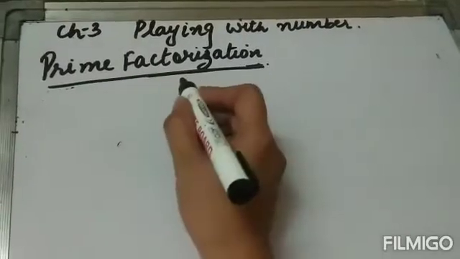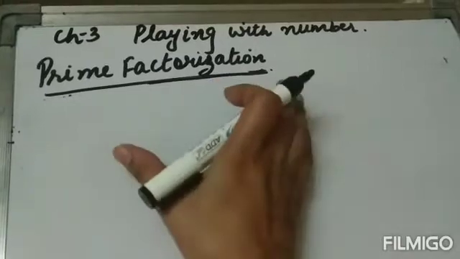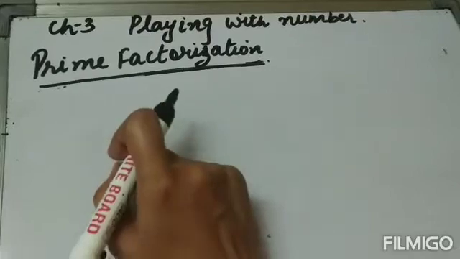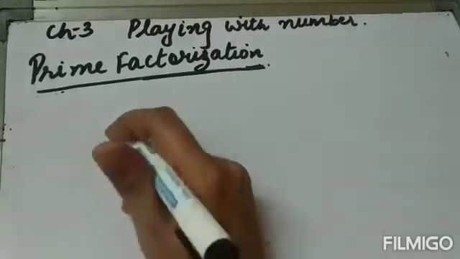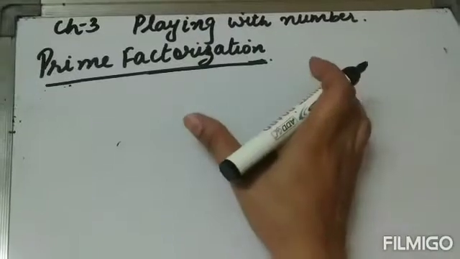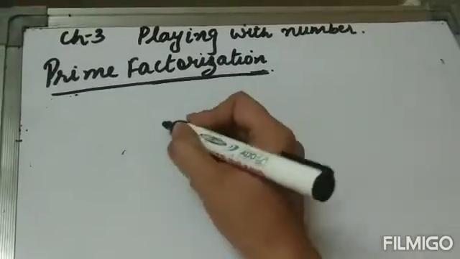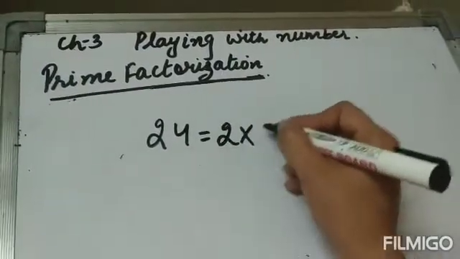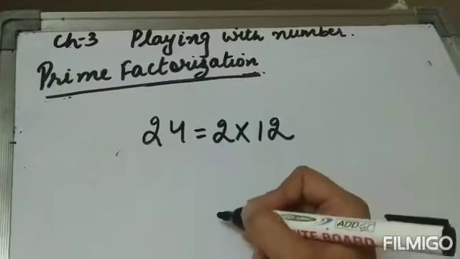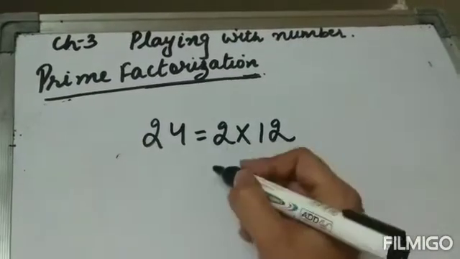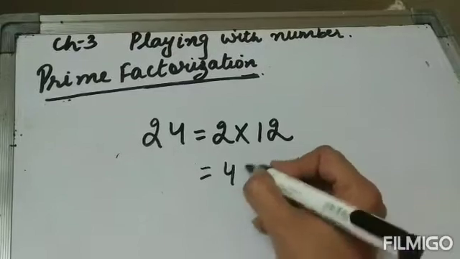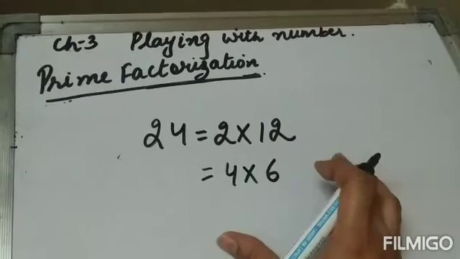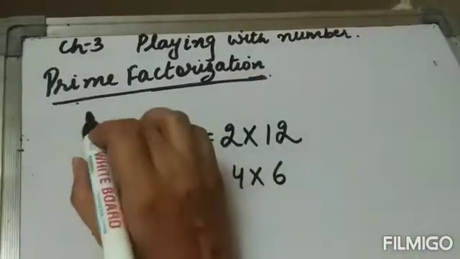Our next topic is prime factorization. Before starting prime factorization, you must know what is factorization. Factorization is when a number is expressed as product of its factors. Suppose I am having a number 24, and if I express it as product of its factors 2 multiplied by 12, this is called factorization. Or I can express 24 as 4 6s are 24. Okay, so this is factorization, but our topic is prime factorization.